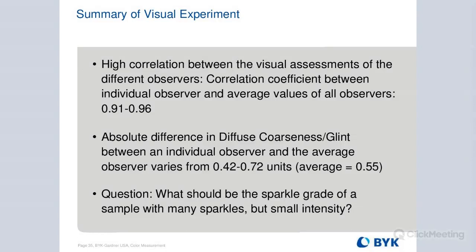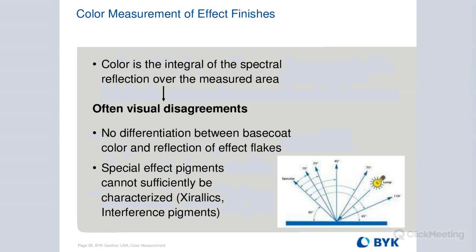The one thing that they wanted more information about is not only how much sparkle there was, but how much intensity there was with that sparkle. So there's some additional work done on that. And it's important to remember that when we're measuring color, we're actually integrating in any sparkle that happens to be at that particular angle. So oftentimes there is disagreement in the color measurements because the differences being seen were in sparkle or graininess only.